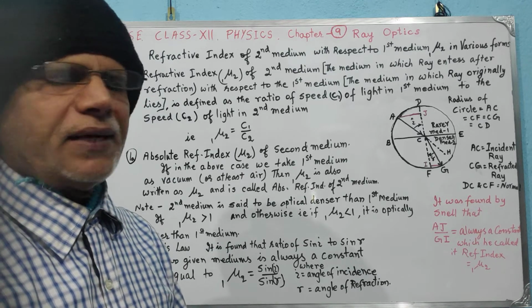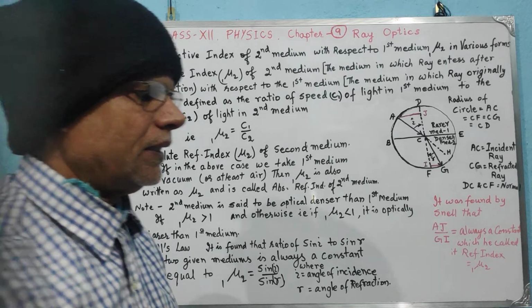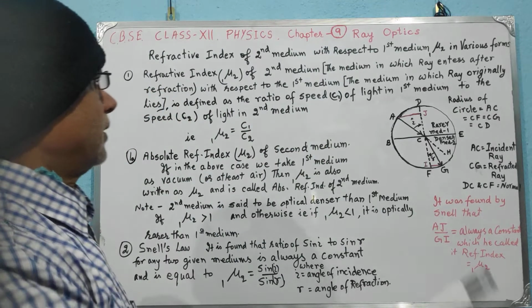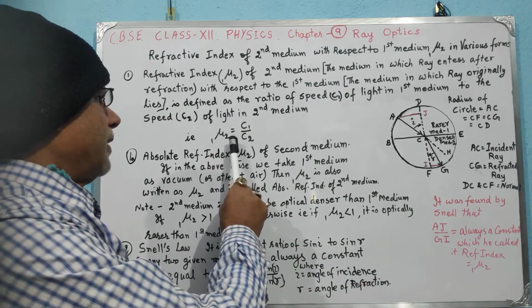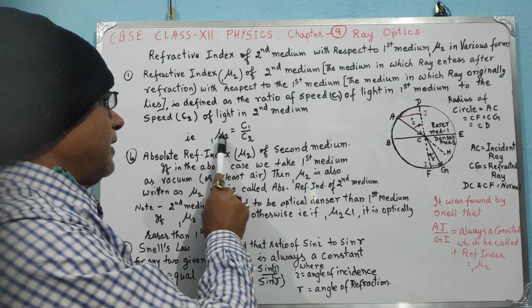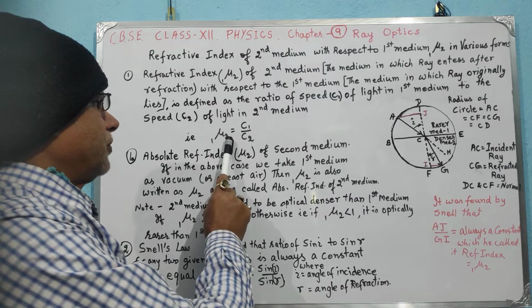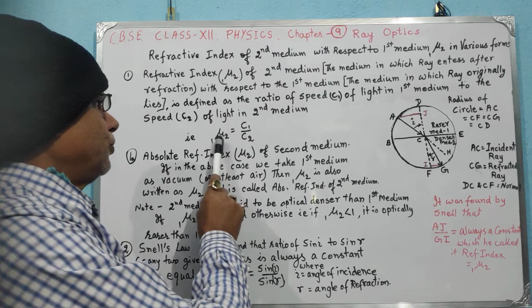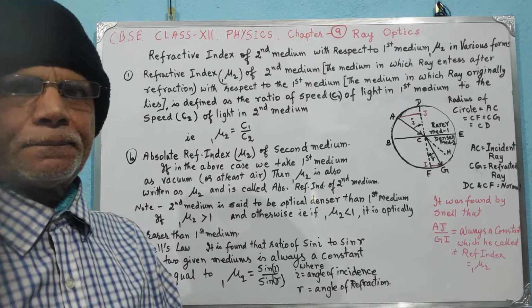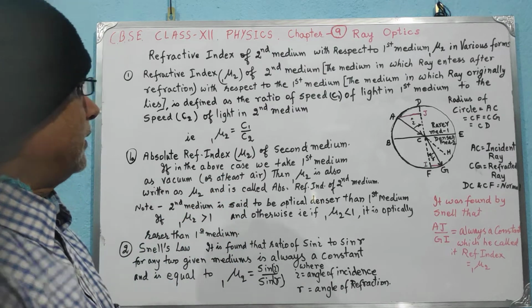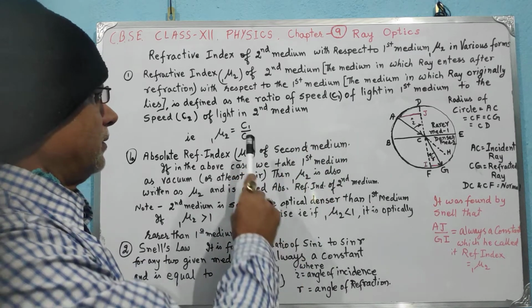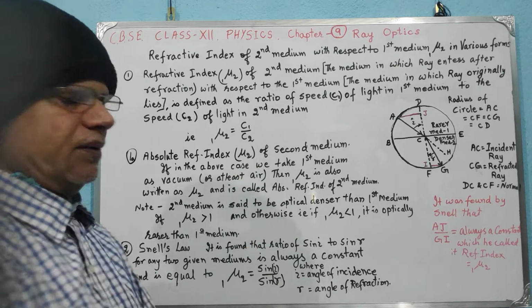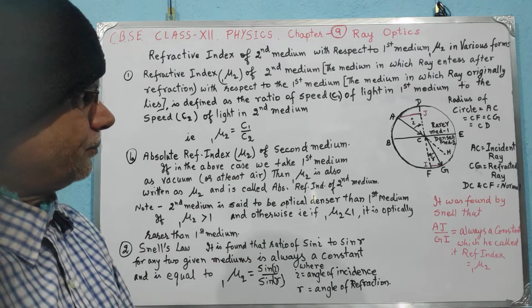Refractive index is denoted by the symbol mu. To express refractive index of second medium with respect to first medium, we write mu2 base 1. And this is equal to the speed of light in first medium, say c1, to the speed of light in second medium.